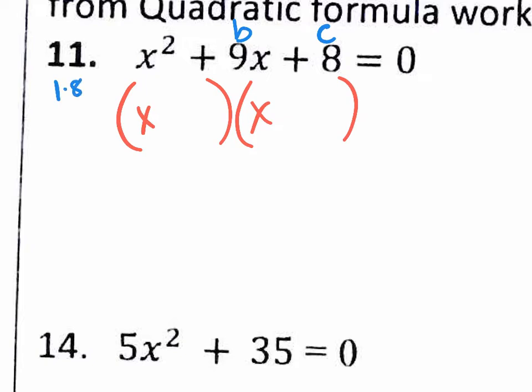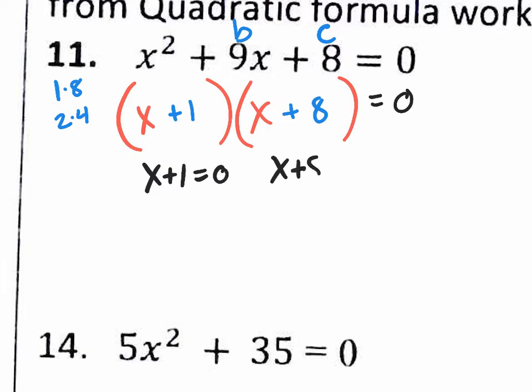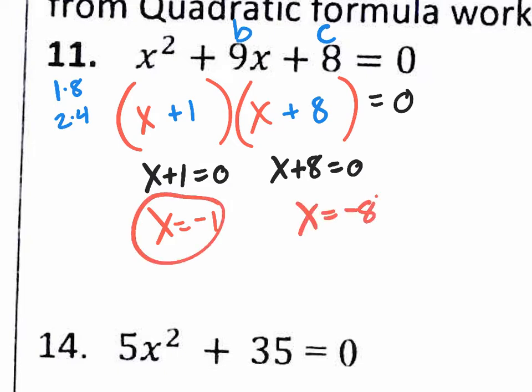1 times 8 is 8, and if I combine it together, it's 9. So it's not 2 and 4, it's 1 and 8. So let's put that 1 and that 8. So it's factored, and it is equal to 0. Now let's solve it by splitting it. X plus 1 equals 0. X plus 8 equals 0. Solve both. You're going to get x equals negative 1 and x equals negative 8. So those are your two answers for number 11. Easy peasy, right?